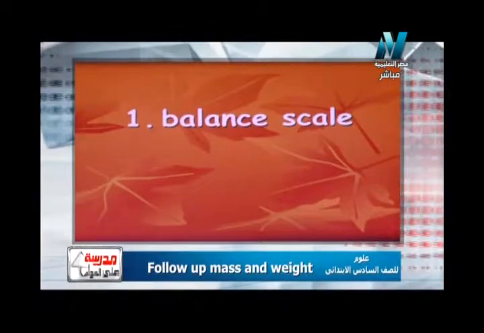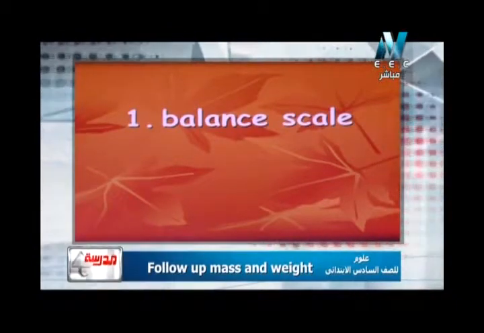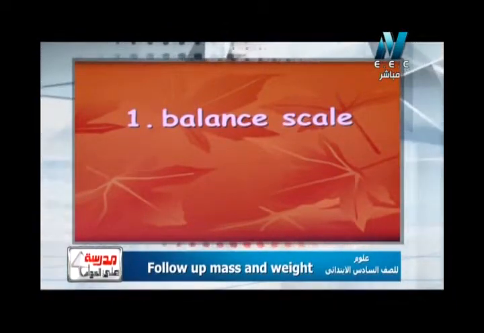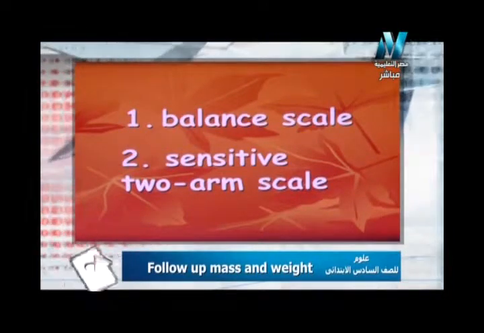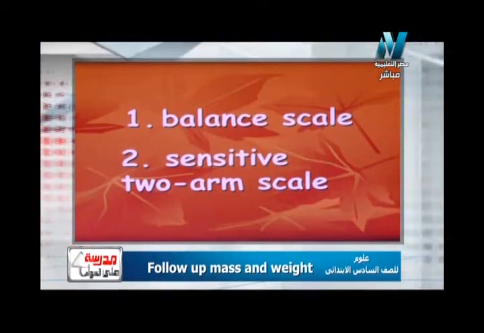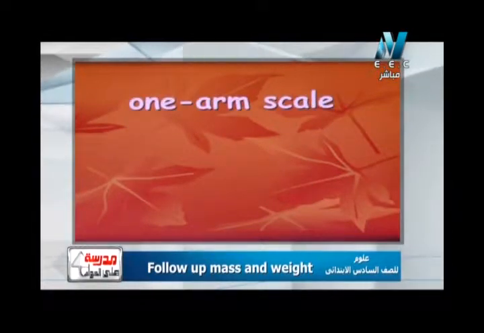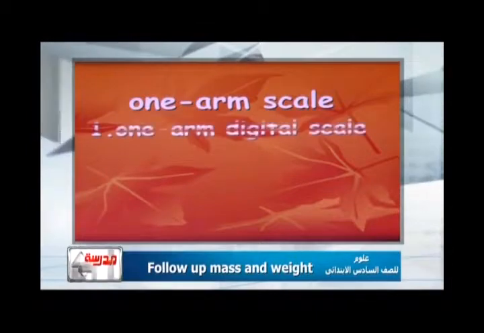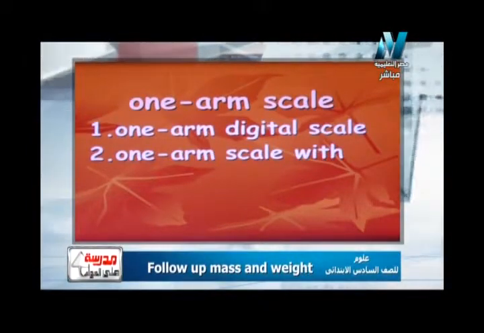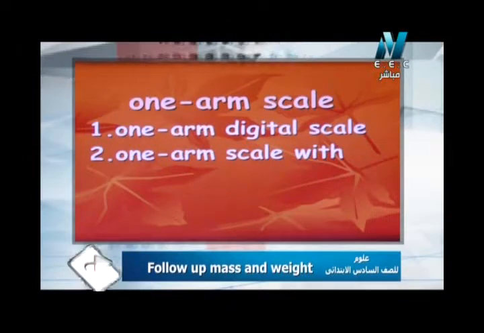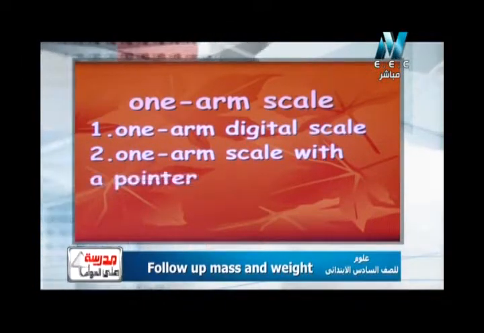طب two arm scale هدرس فيه نوعين تانيين أو two examples which are balance scale أو بنسميه كمان common balance، ونمبر 2 sensitive two arm scale. And the second type النوع التاني سميناه one arm scale ميزان ذو كفة واحدة، وده هناخد منه two examples برضو: one arm digital scale and one arm scale with a pointer.